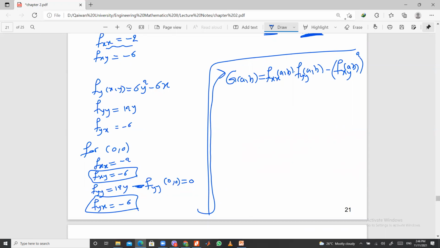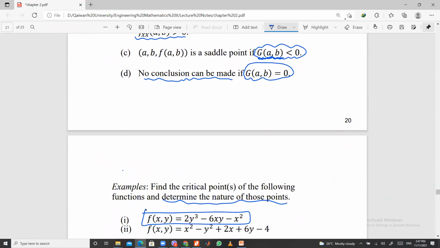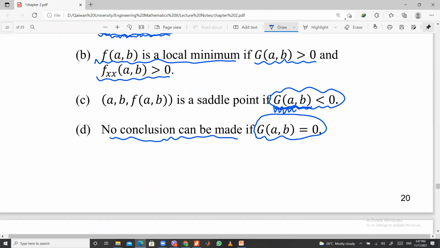What's f sub xx? F sub xx is minus 2. So g at 0, 0 equals minus 2 times f sub yy at 0, 0 is 0, then minus f sub xy, which is the same as f sub yx, it's minus 6 squared. So the result, g of 0, 0 equals minus 36. That's minus 36. And in the conditions here we said that if g is less than 0, we say that critical point is a saddle point.